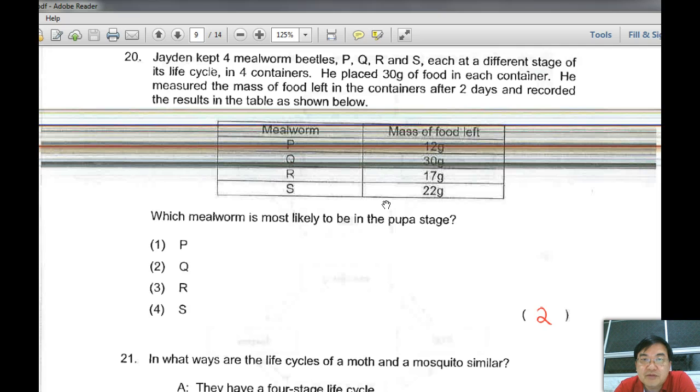Now Jalen kept 4 mealworm beetles, P, Q, R, S, each in a different stage of its life cycle, in the container. Each one is in a different stage, right? Now he placed 30 grams of food in each of the containers. He measured the mass, left the containers for 2 days, and recorded the results in the table shown. At first it starts with 30 grams. Now let's take a look. The one with 30 grams, it means this one Q did not eat. P consumed, this consumed and this consumed. The mealworm is likely to be a pupa at Q, number 2.